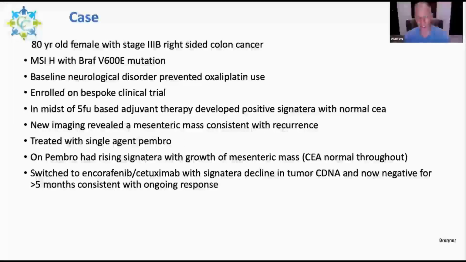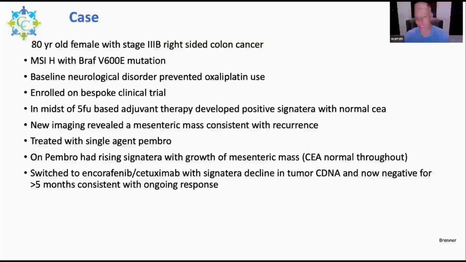And given the MSI high status, we treated her with single agent pembrolizumab, and on that had a rising quantitative level of the Signatera again, with growth of the mesenteric mass. And again, CA remained normal throughout this. And we then switched it to encorafenib cetuximab with Signatera decline, consistent with the response. And now her Signatera is actually negative, ongoing for greater than 5 months on the encorafenib and cetuximab.